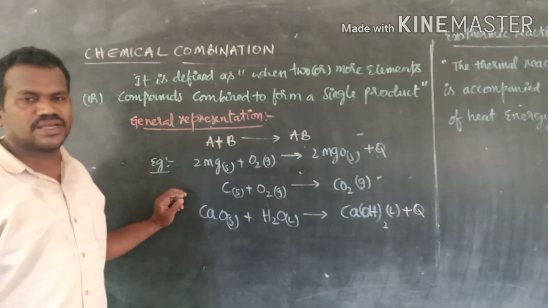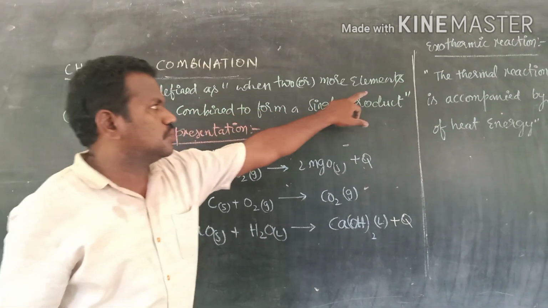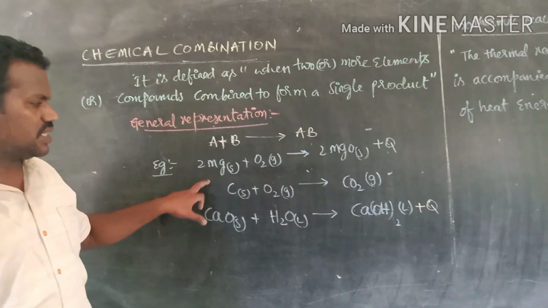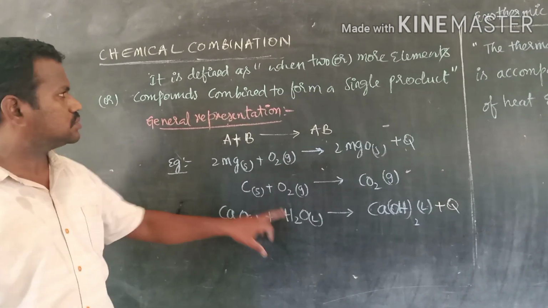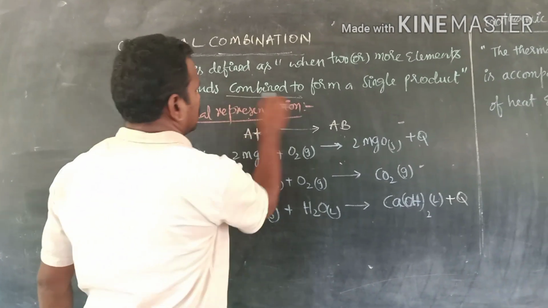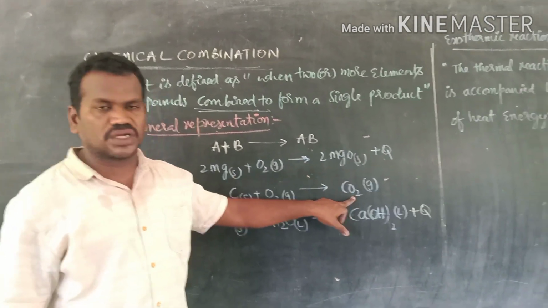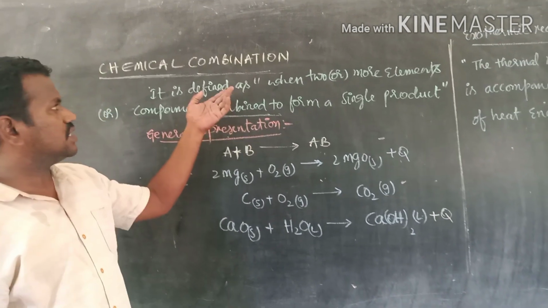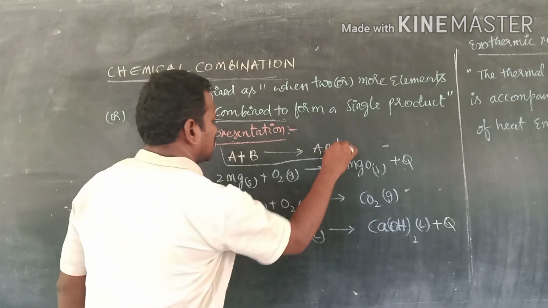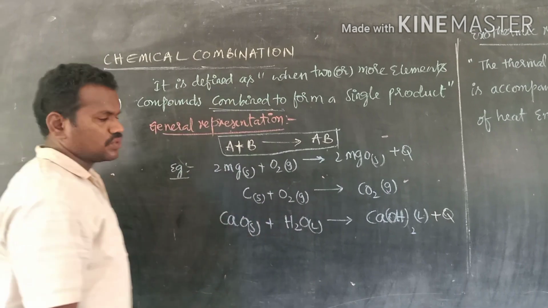The general form of the chemical combination definition is: when 2 or more elements or compounds are combined to form a single product. Here these 2 are elements, here these 2 are compounds. See here the product is 1, here also the product is 1, here also the product is 1. Such a kind of reaction is called chemical combination. How to represent it generally? Here 2 reactants are there and they give a single product.